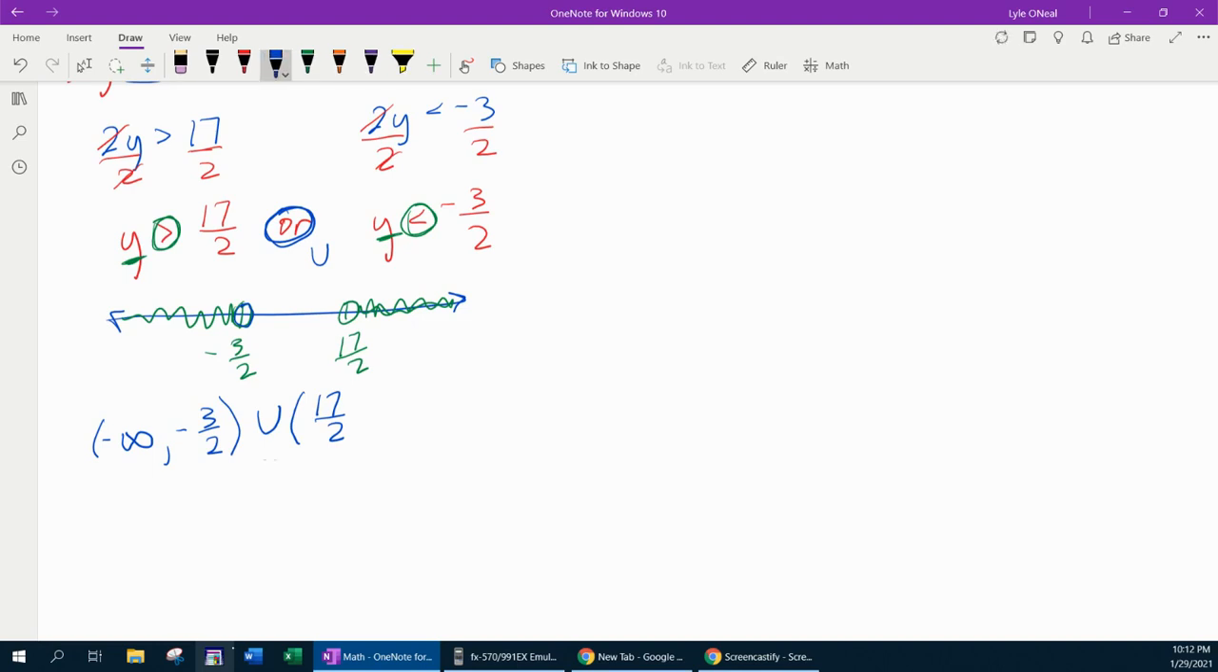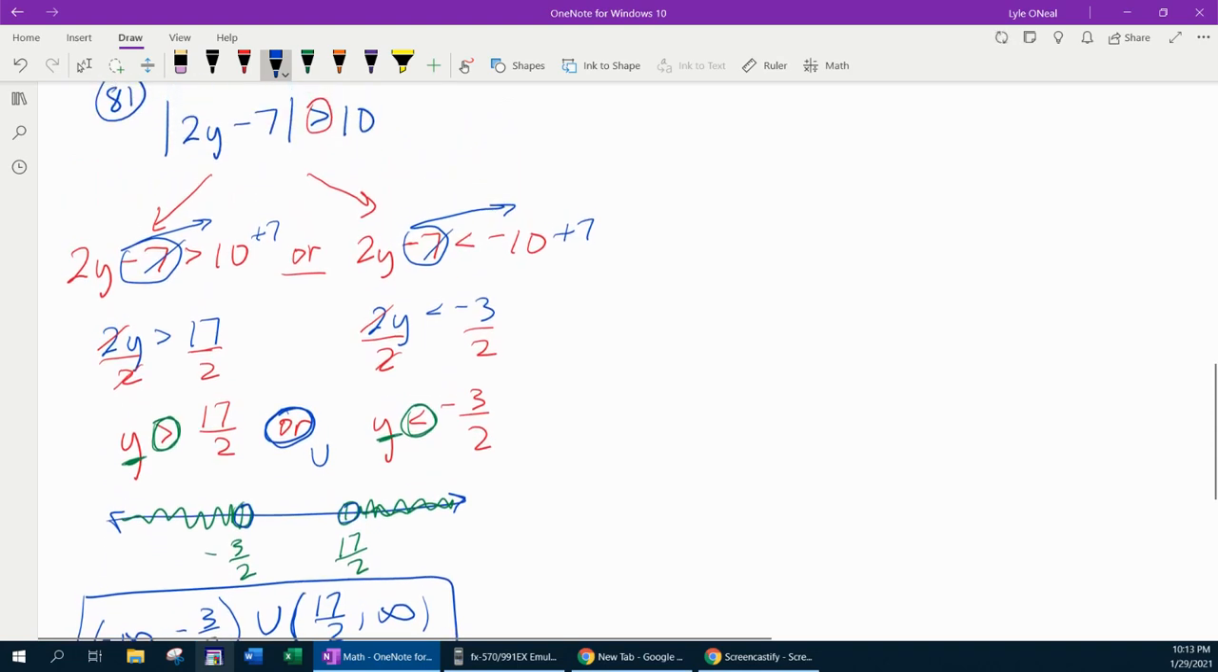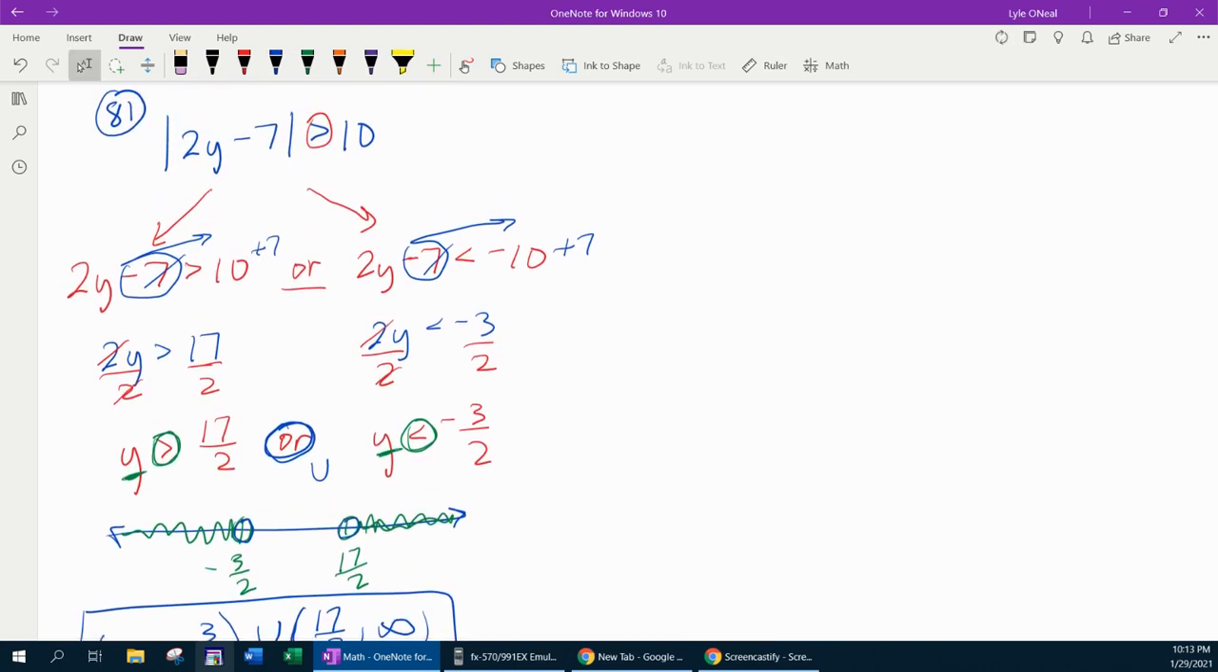And then we're going to pick up again at 17 halves with a parenthesis, again because of the open circle, to infinity and beyond. And we're done. And that is it for problem number 81.